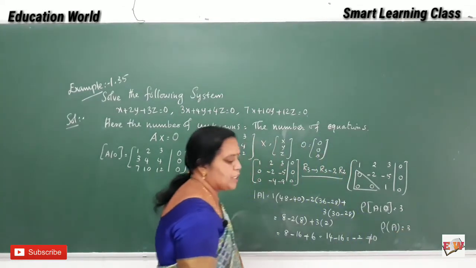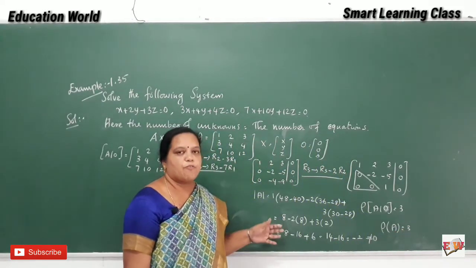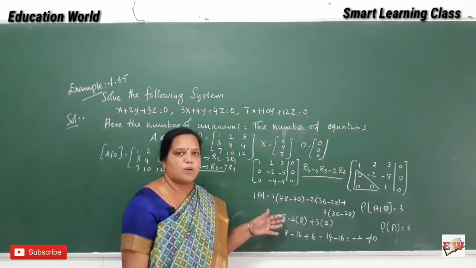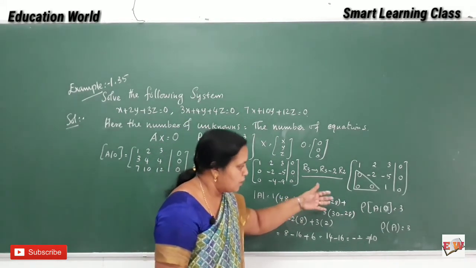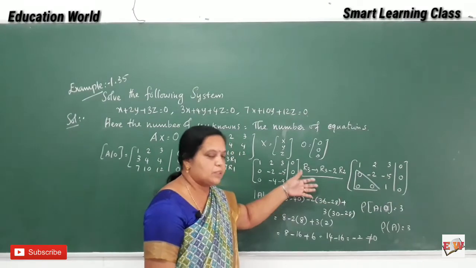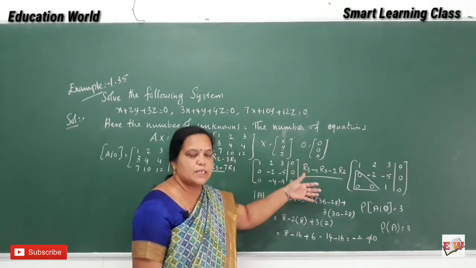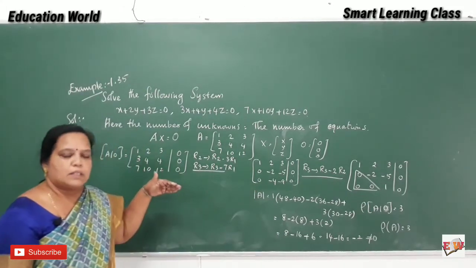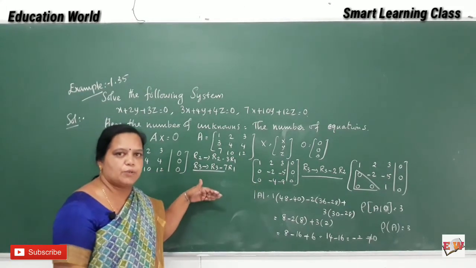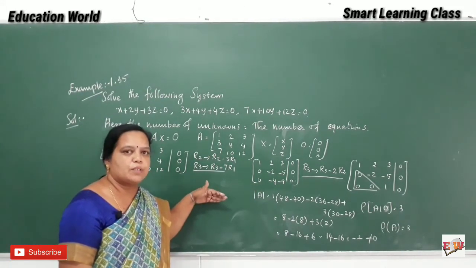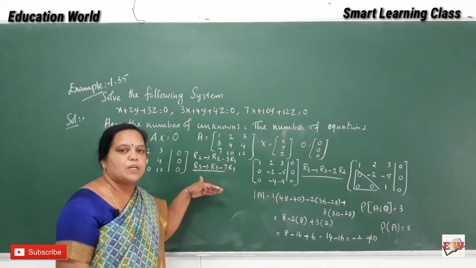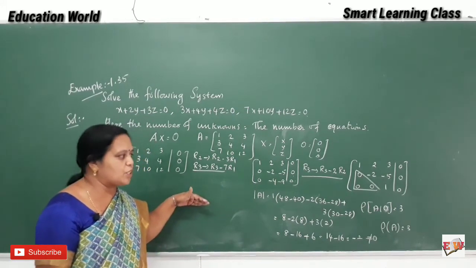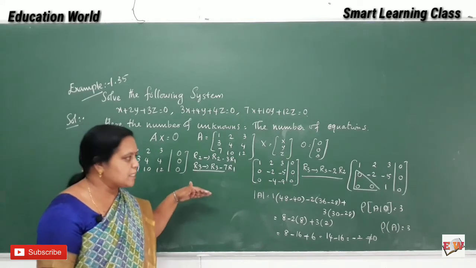What is our condition? The rank of A, the rank of the coefficient matrix, is equal to the rank of the augmented matrix, is equal to n, that is 3. So the number of unknowns, isn't it? So the system is consistent, it has a unique solution. The solution is the trivial solution. It is satisfied: x is equal to 0, y equal to 0 and z equal to 0.